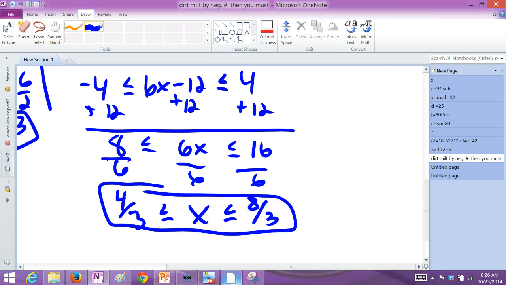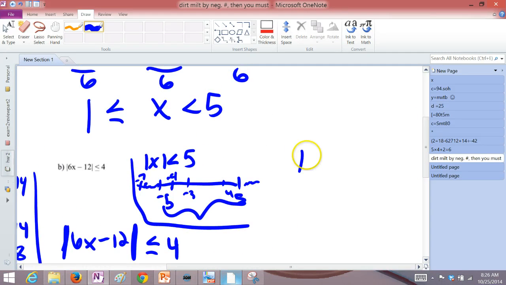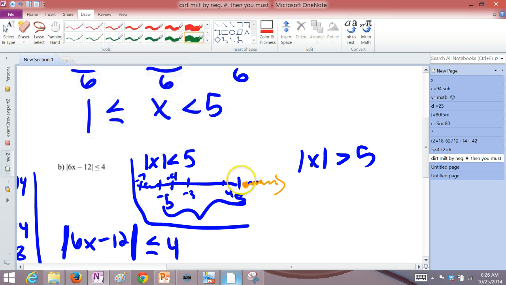Okay, that's what you do when you have absolute value less than something. If you have absolute value greater than something, that's when you get the other parts. You need it on the one hand to be bigger than 5. On the other hand, you need it to be less than negative 5. Bigger than 5, less than negative 5 if it has a greater than sign. If it has a less than sign, you want the in between. Okay, great.